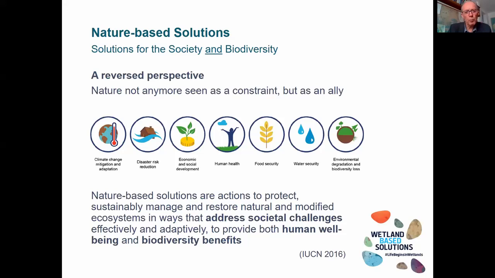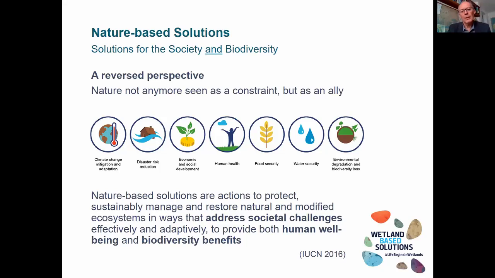Juste pour décrire un tout petit peu plus ce concept de solution fondée sur la nature, c'est bien l'idée de trouver des solutions à la fois pour la société et pour la biodiversité. Et ça permet d'inverser la perspective. On s'aperçoit en fait que tous les problèmes qu'on vient de décrire sont liés à une relation erronée avec la nature, qui considère la nature comme une contrainte au développement, comme un coût pour la société, ou comme une ressource dans laquelle puiser sans limite.